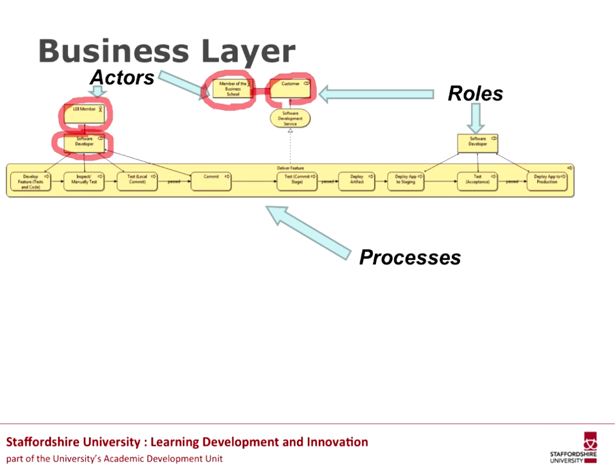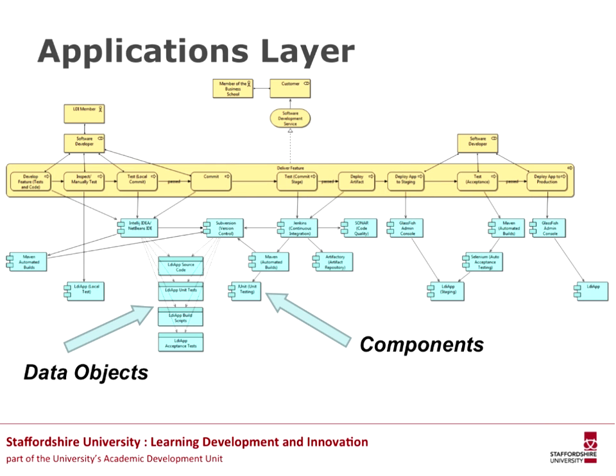You've then got processes, so you've got processes down here right the way from features to tests on the system, to committing the code, to testing the system again, to deploying the artifacts, to deploying the application to a staging server, right the way over to deploying the actual application to production. So that's the business side of things. You've then got the application side of things.